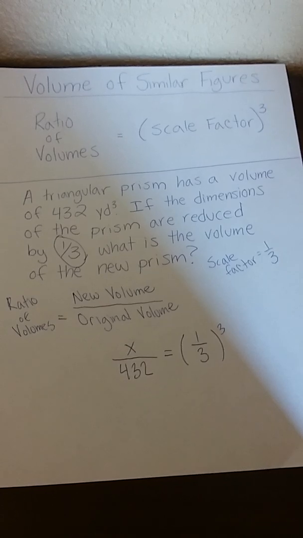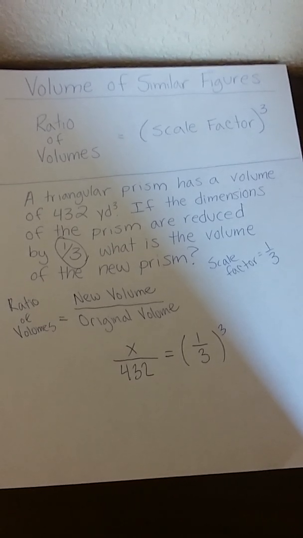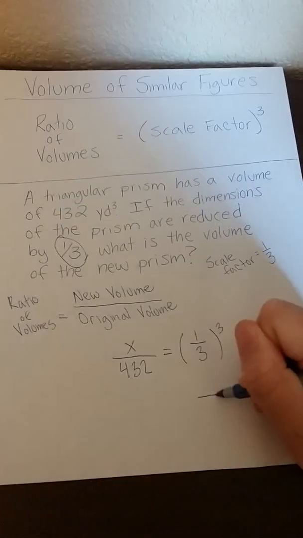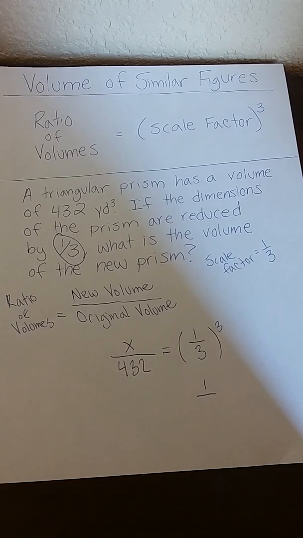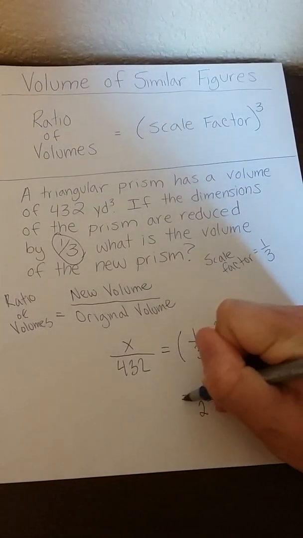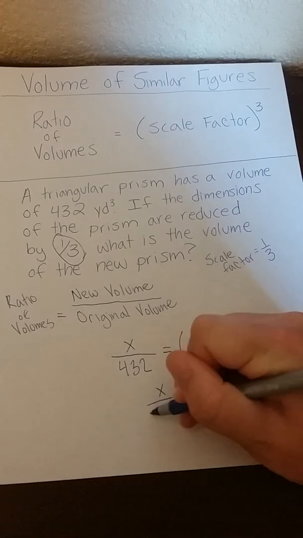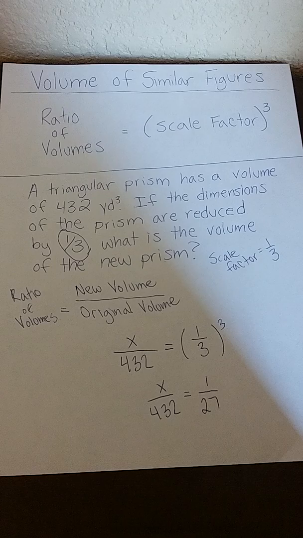Next, I'm going to cube 1/3. 1 cubed would be 1 times 1 times 1, which equals 1. 3 cubed would be 3 times 3 times 3, which is 27. So now I have x over 432 equals 1 over 27.